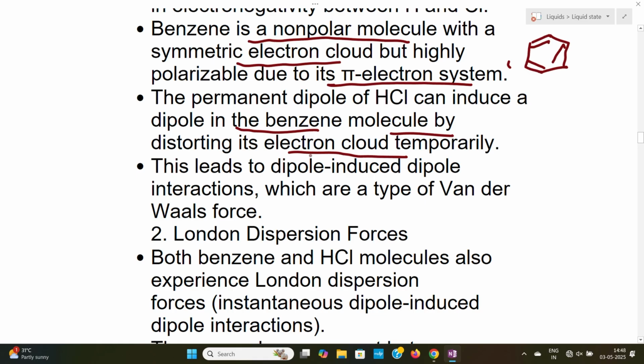When the electron cloud is distorted, what will happen? That will lead to dipole-induced dipole interactions. So that is a type of van der Waals force. Between the HCl and benzene molecule, dipole-induced dipole forces exist.